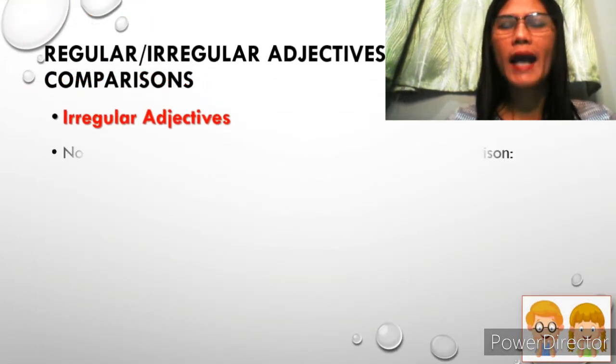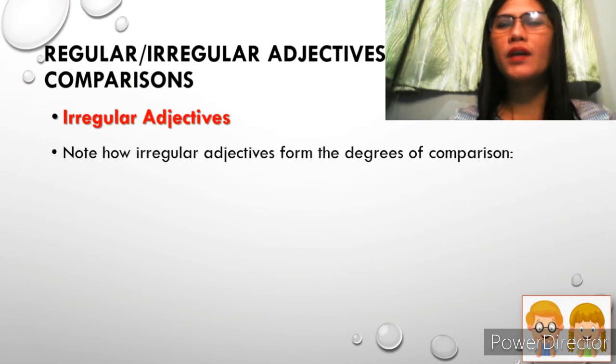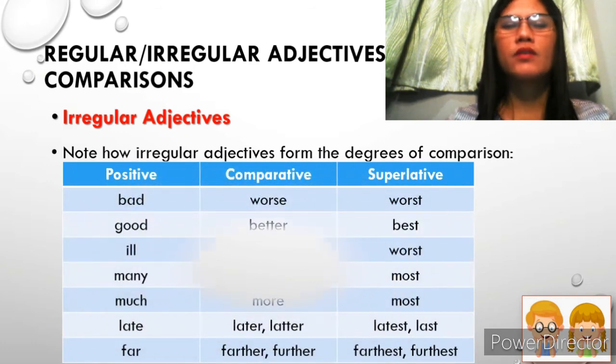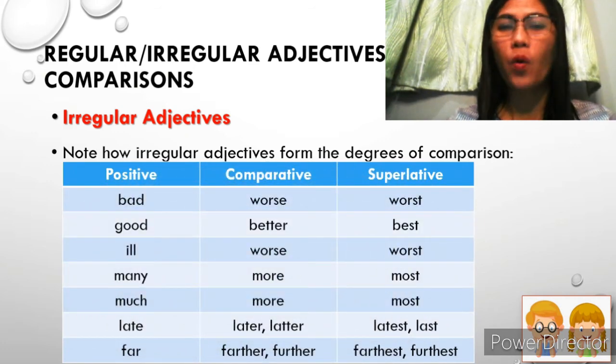For irregular adjectives, note that they form their degrees of comparison differently. So we have bad, positive, comparative worse, and superlative worst. What else? We have good, better in the comparative. Superlative form is best. Ill, worse, and worst. Many, more, and most. Much, more, and most.